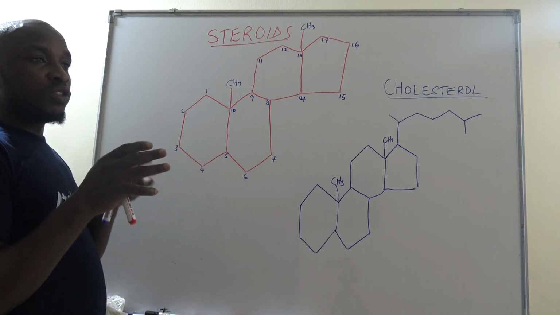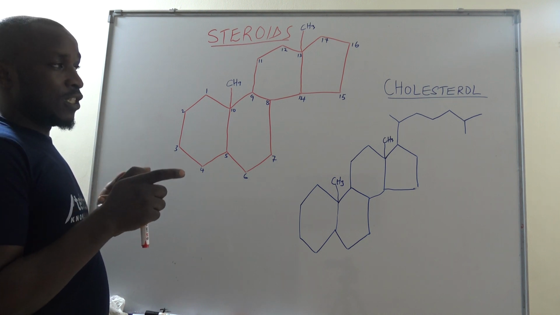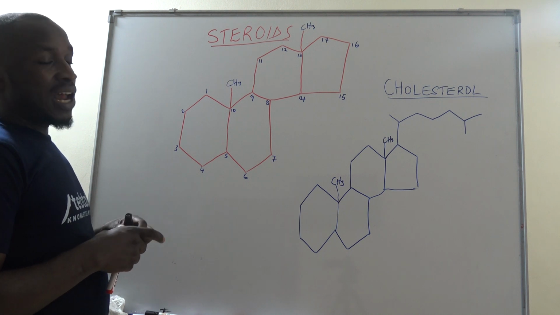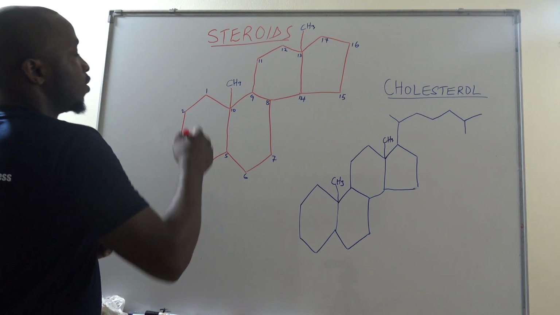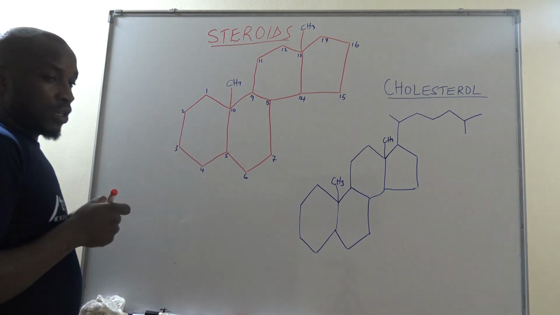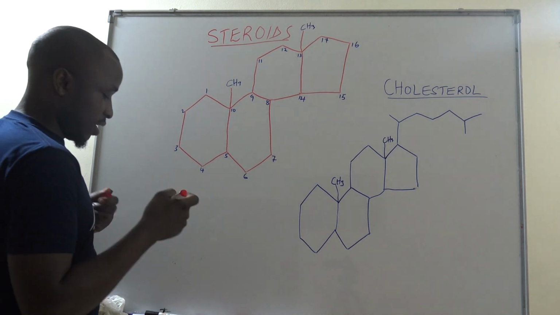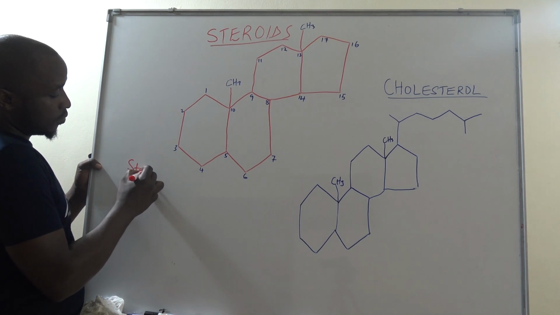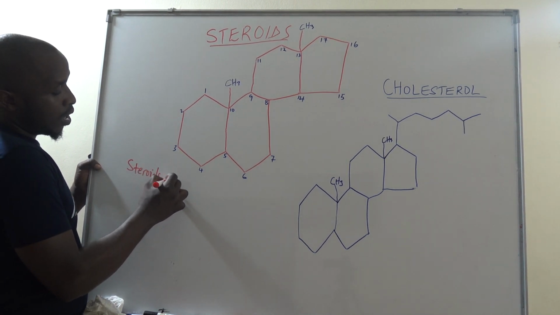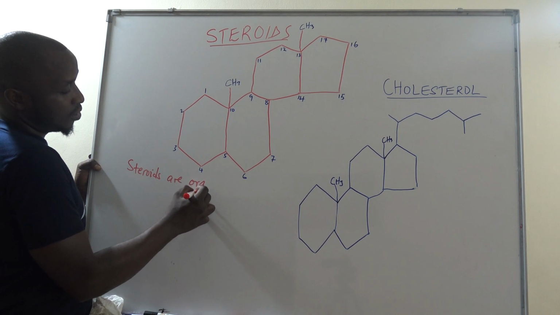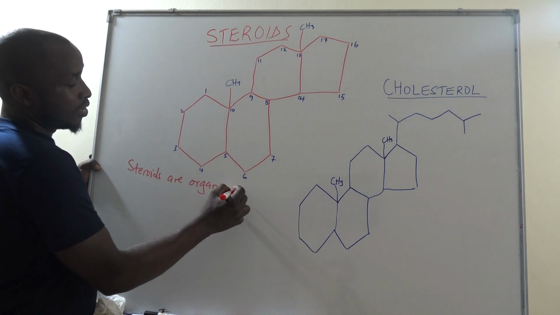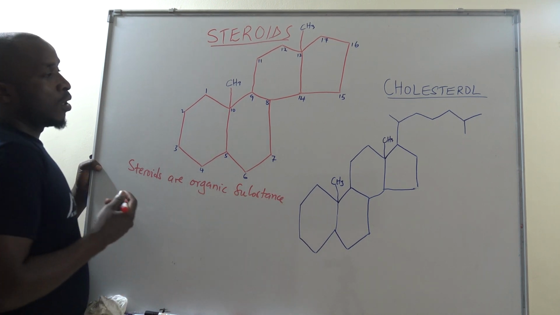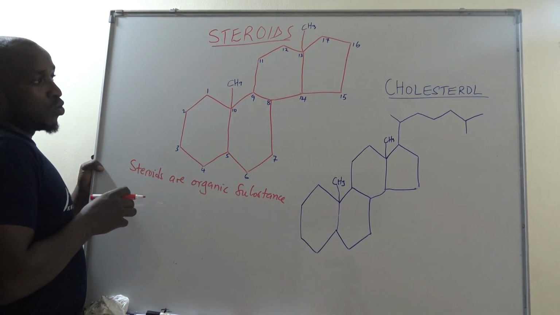What were those properties of lipids? One of them, we said that lipids are insoluble in water. These too are insoluble in water. So we are looking at steroids. So what are steroids? We write here and say that steroids are organic substances. They are indeed organic, as you can see. What unites them?